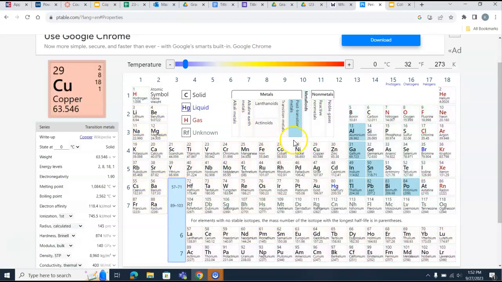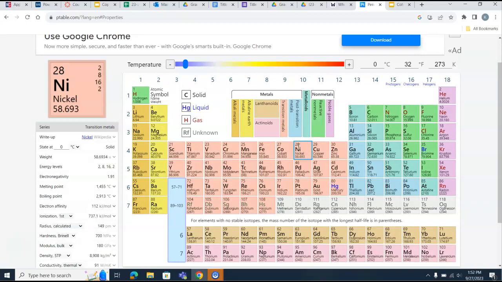For nickel, that D sublevel only held 8 because we only needed 8, but it could hold up to 10. So that's where those numbers are coming from, the S, the P, the D, and the F blocks. And just like on the bottom with our F blocks, they can hold up to 14. So just something to think about, to mull over.